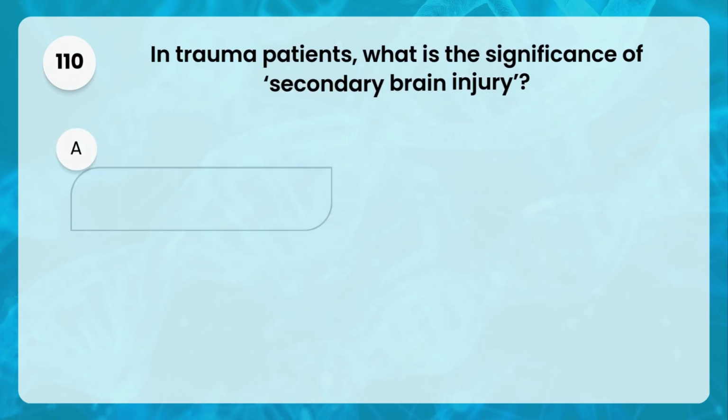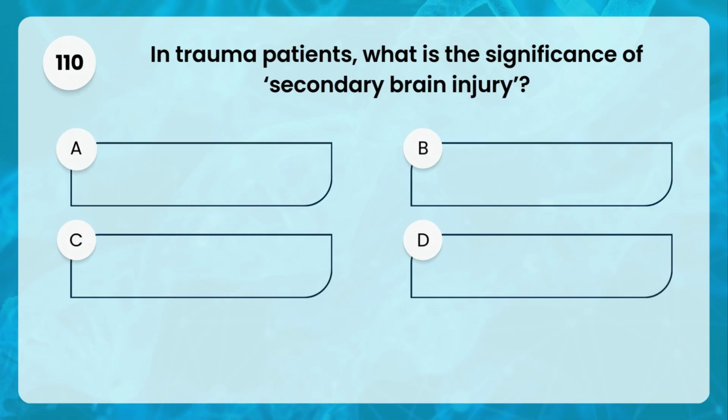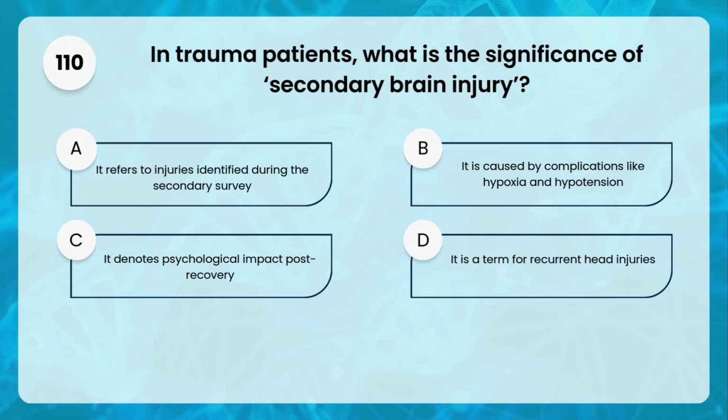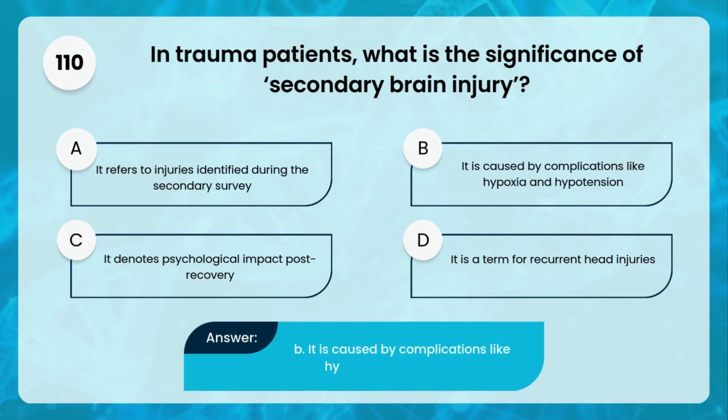110. In trauma patients, what is the significance of secondary brain injury? A. It refers to injuries identified during the secondary survey. B. It is caused by complications like hypoxia and hypotension. C. It denotes psychological impact post-recovery. D. It is a term for recurrent head injuries. The answer is B. It is caused by complications like hypoxia and hypotension.